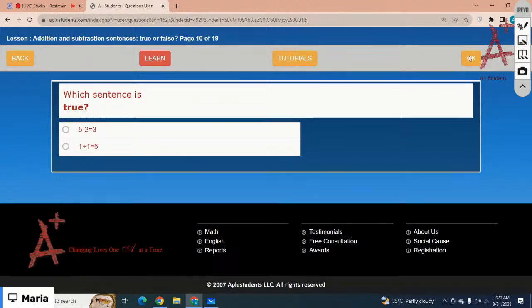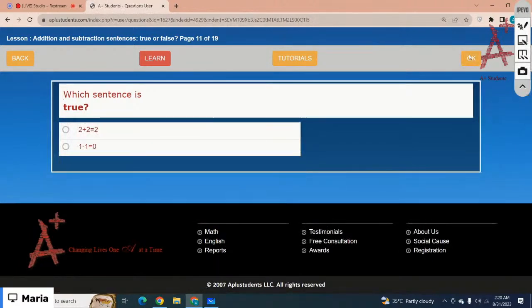Which sentence is true? 5 take away 2 equals 3 and 1 plus 1 equals 5. So which is the correct option? Option number 1 is the correct one, right? 5 take away 2 equals 3. So option number 1 is the correct one. The second one is not correct because 1 plus 1 equals 2, not 5, right? So option number 1 is the correct option. 5 take away 2 equals 3.